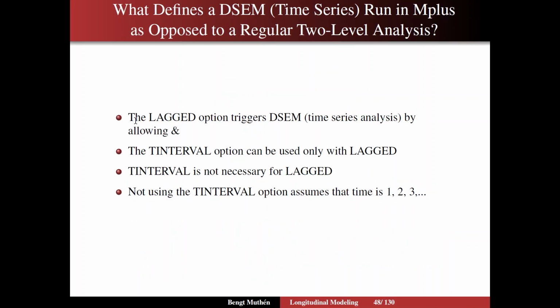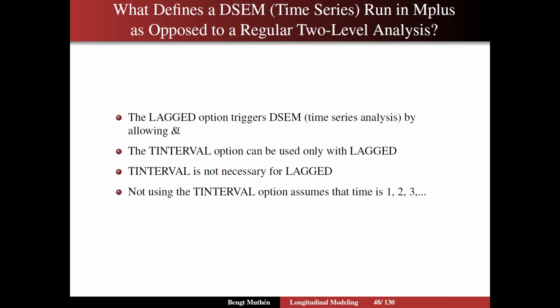Going to slide 48 then. What defines a DSEM run in Mplus? And I'm often using the term time series analysis. DSEM to me is multi-level or two-level time series analysis, or cross-classified time series analysis, as opposed to regular two-level analysis. Well, the key thing is this lagged option, triggering DSEM by allowing the ampersand, the lagged variable.